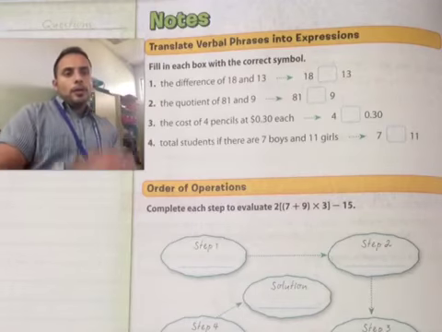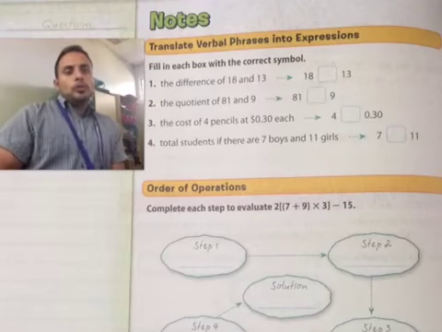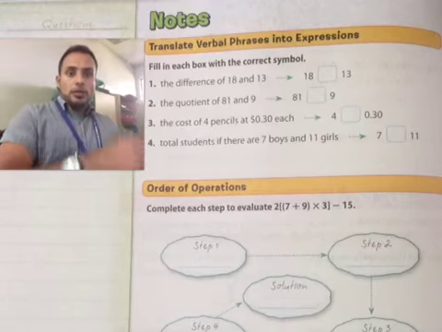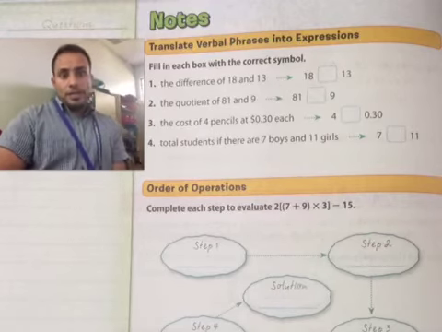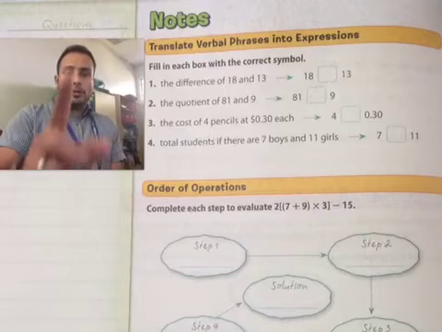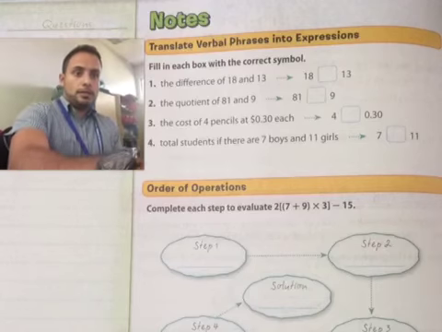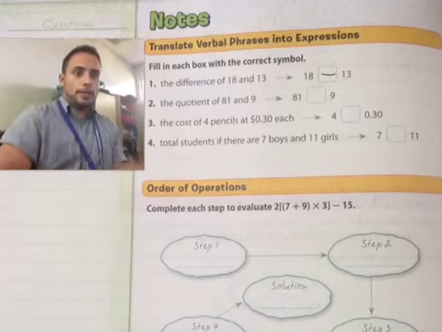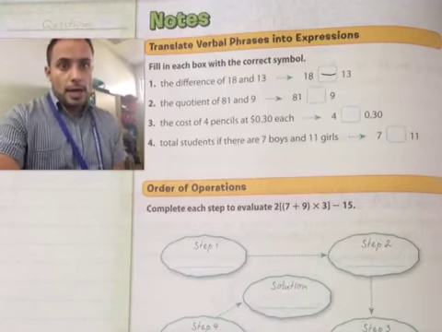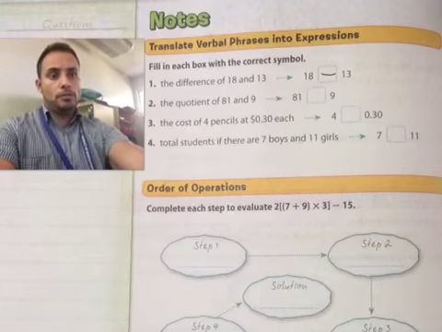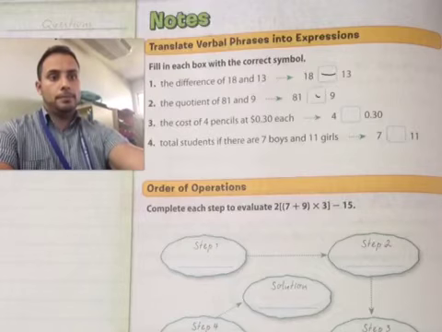On page 8, we are deciding on what operation we're going to use during the planning process of our 4-step process, or word problem process. So let's see. Number 1, we are looking for the difference of 18 and 13. When we look for the difference between two numbers, what do we use? If you are saying subtraction, you are correct. Okay, subtract. The quotient of 81 and 9, yeah, the quotient means divide.